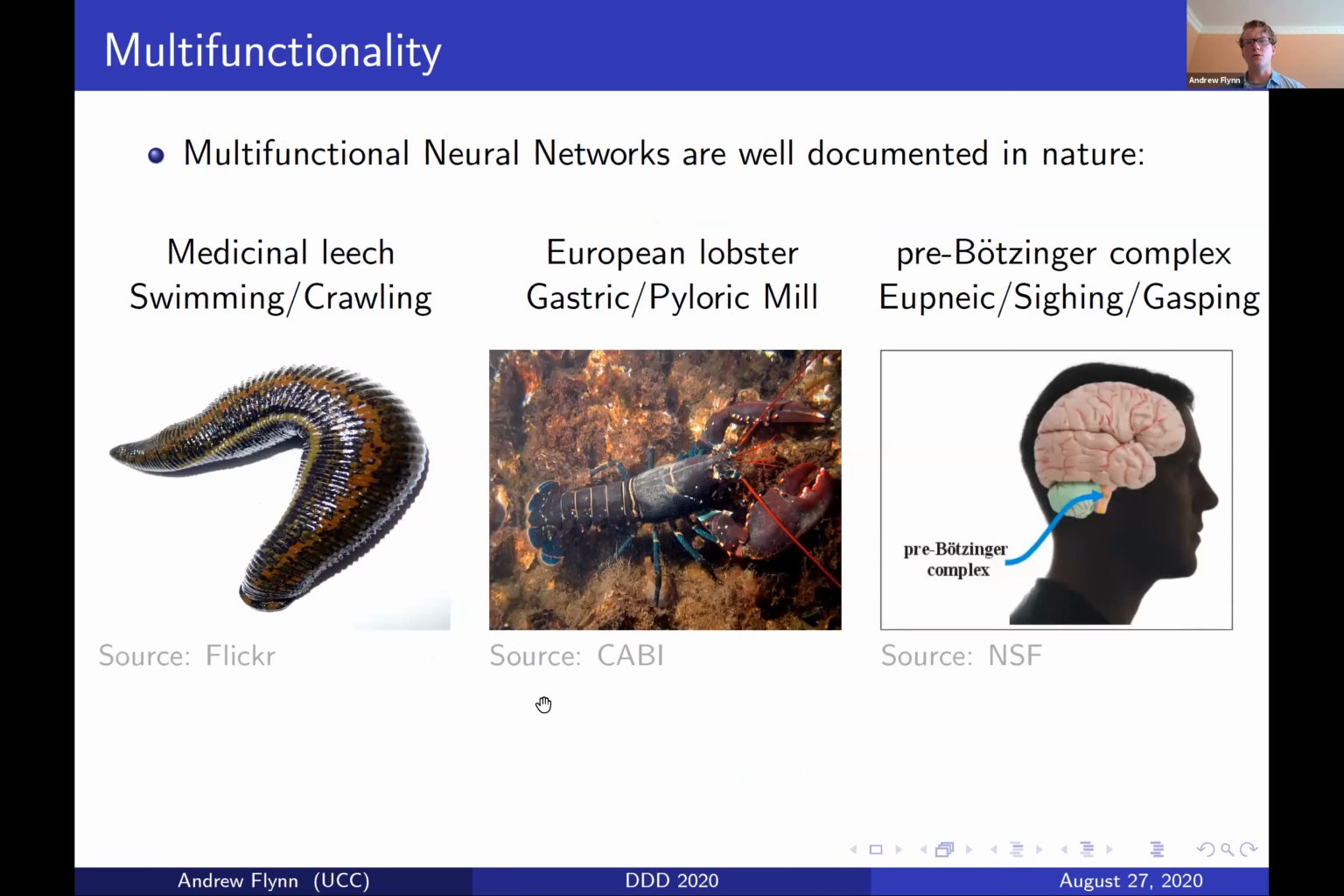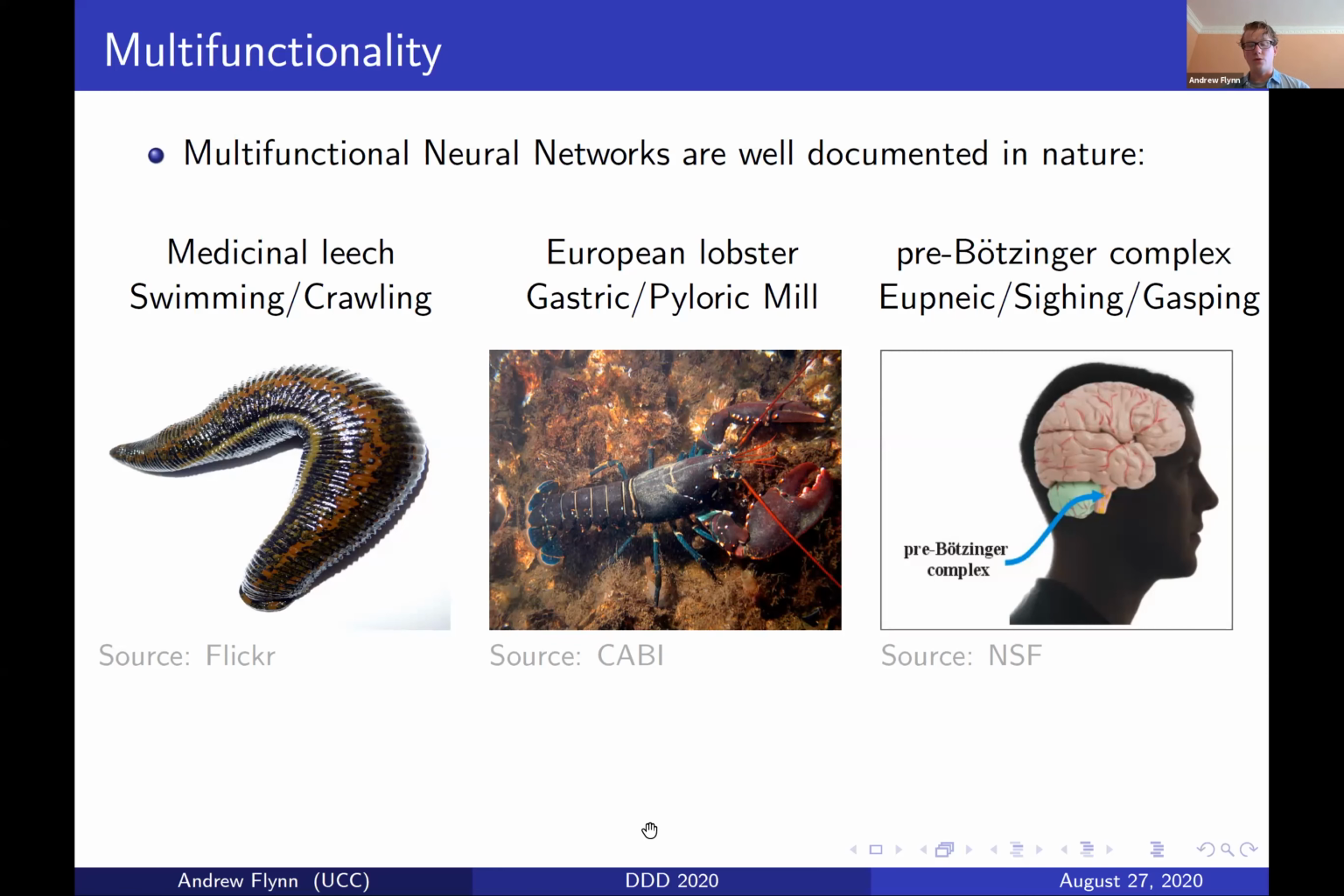So multifunctional neural networks are well documented in nature. For instance, the medicinal leech, it's thought that originally this leech could only crawl, but then its environmental conditions changed and it didn't necessarily have an abundance of neurons. So as a useful resource of limited resources, it was able, with the same network, to learn how to swim. So a single network can switch between swimming and crawling.